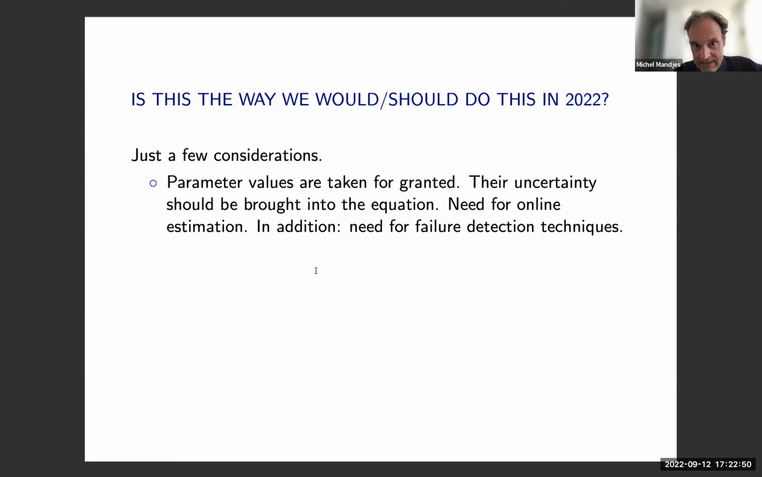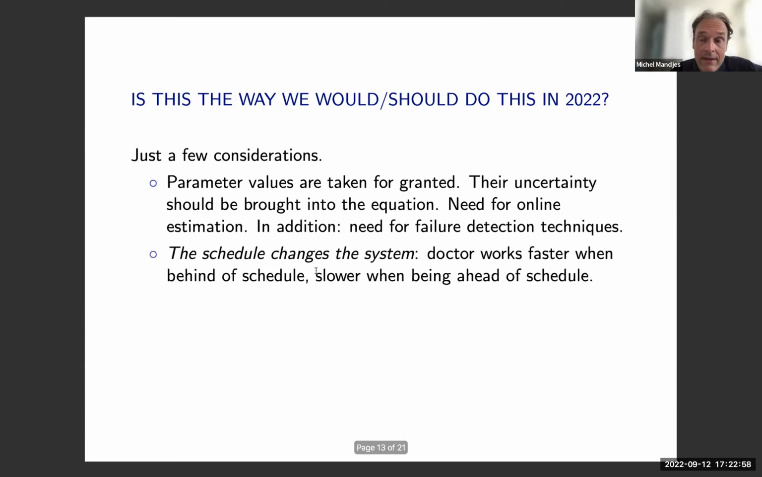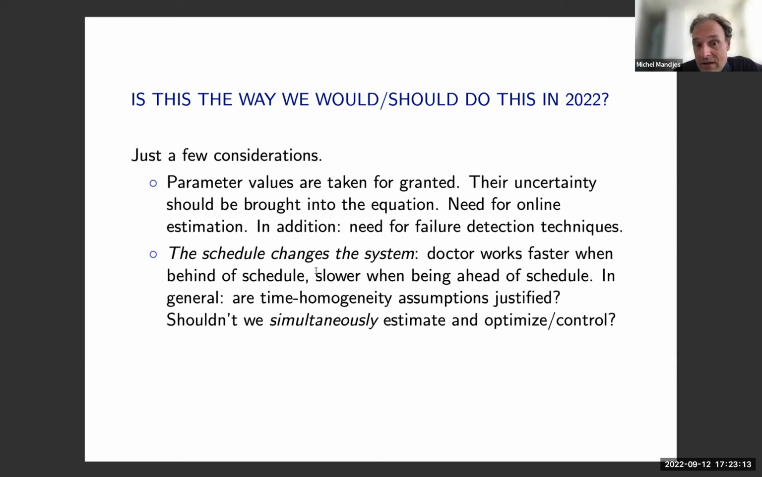So there is a need for online estimation. And in addition, you want to detect failures that could happen along the way. A second thing that is important to include is that basically the schedule changes the system. So the doctor works faster when being behind schedule and slower when being ahead of schedule. In general, I think we typically use time homogeneity properties that are not always justified. And a question that comes up is, should we simultaneously estimate and optimize or control?